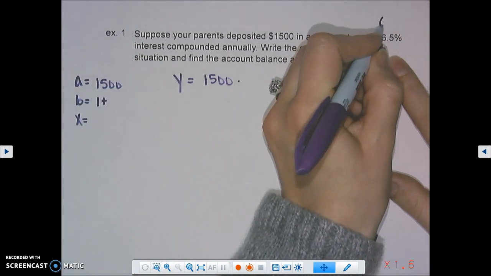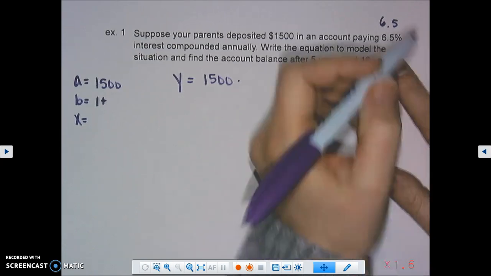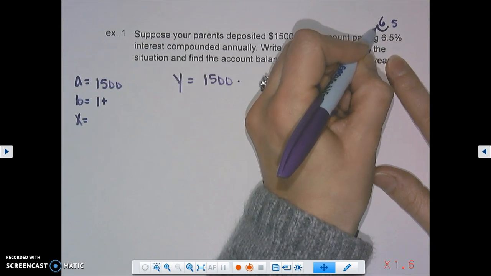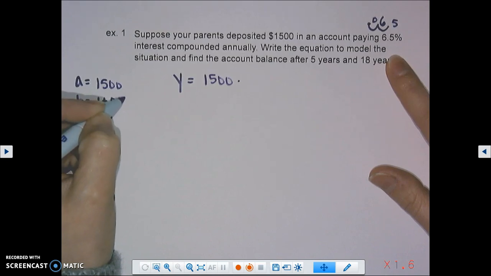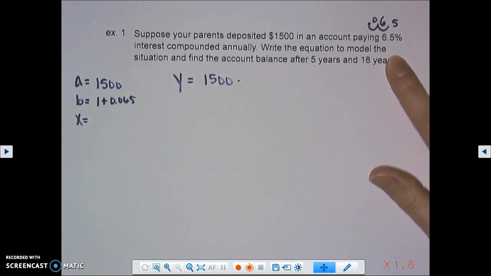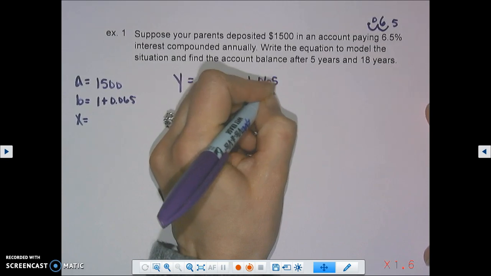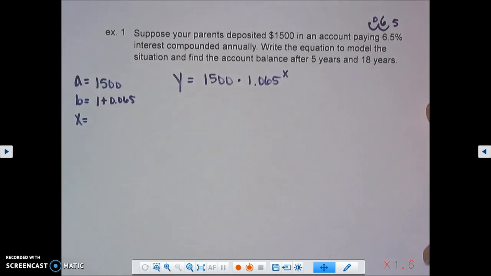We need to turn that into a decimal. So we have to turn 6.5% into a decimal. Well, how do we do that? Remembering back to middle school, to turn a percent into a decimal, we move the decimal 2 spaces. So that means that we're adding 0.065. And if you take 1 plus 0.065, that's going to give us 1.065 as our b value. And then we're taking that to the x power. So x is talking about time. We don't really have to write anything down for that at the current moment.